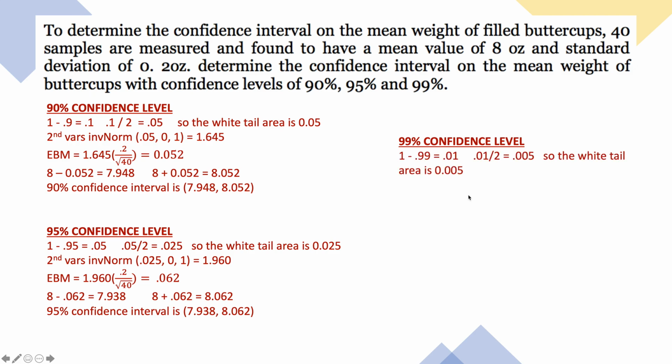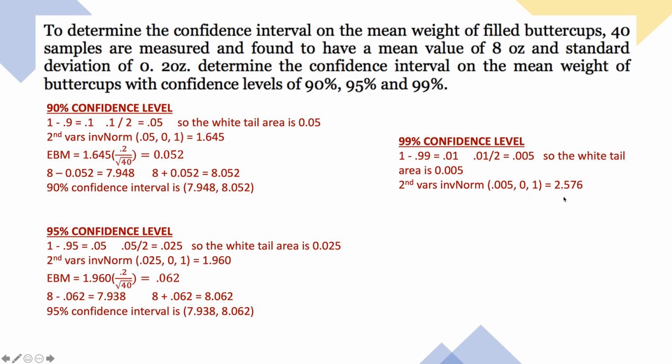That's 0.01. There are two such areas. I divide it in half and I get 0.005. So the white tail area is 0.005. Okay, well, that's great. Now let's do second var's inverse norm of 0.005 and 0.1, and that gives me 2.576.